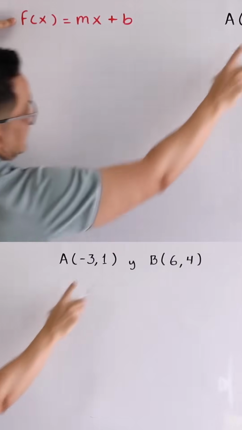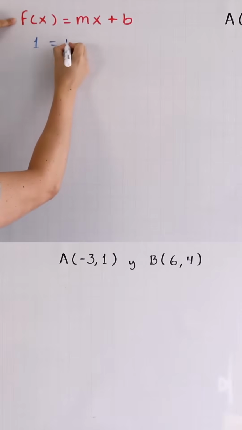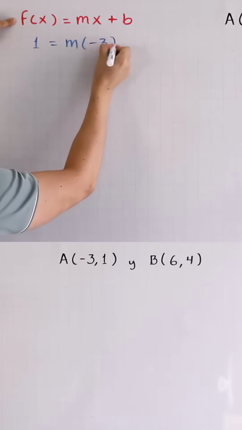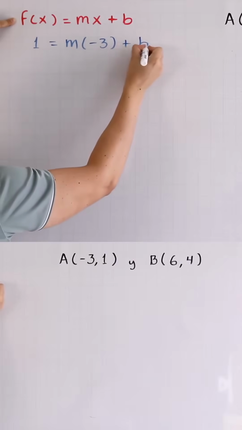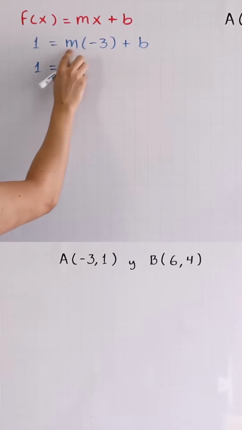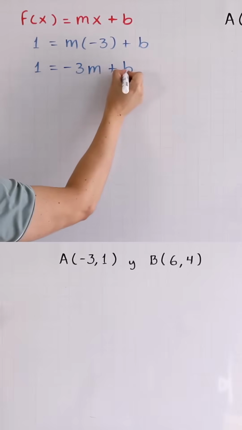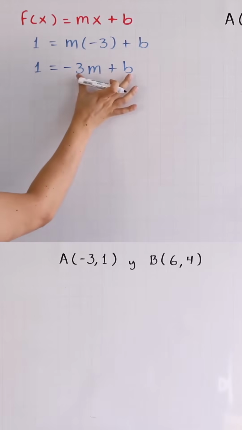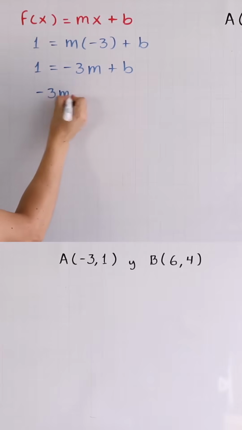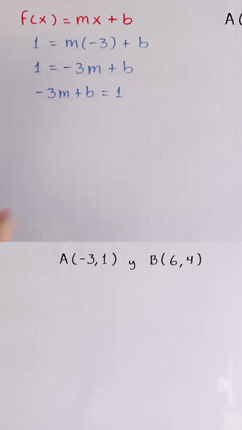f(x). In this case, f(x) equals 1, so we put it in. It's equal to m, which I don't know, times x. But x at this moment is -3, and to this, we're going to add the value of b, which I also don't know. We multiply here, and I get that 1 is equal to m times -3, which is -3m, and we're going to add b. Let me rewrite it. Now I'm going to put this on the left side and the 1 on the right side. Done. So we write -3m plus b equals 1. There we go. We already have our first equation.